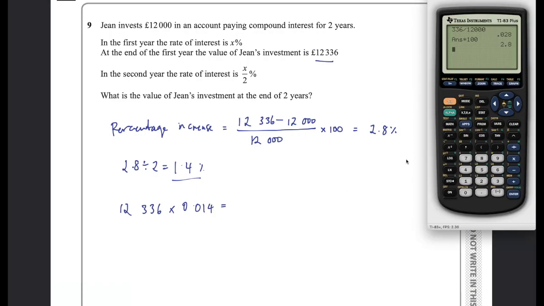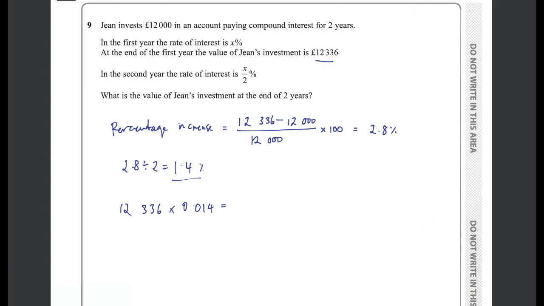So 12,336 multiplied by 0.014, and I get, oh, that will be the interest, and then I actually need to add that on. So 12,336 plus that interest will give me my final amount. A shortcut to that, which I should have done, is you can multiply this by 1.014, and that will give you the amount plus the interest automatically. So that's the way I should have done it.